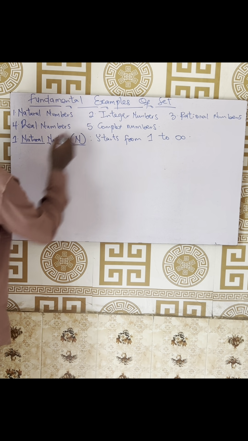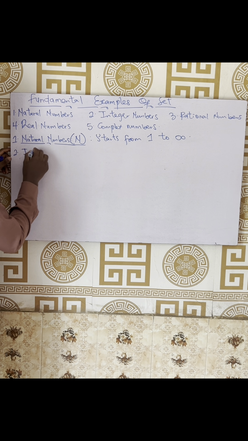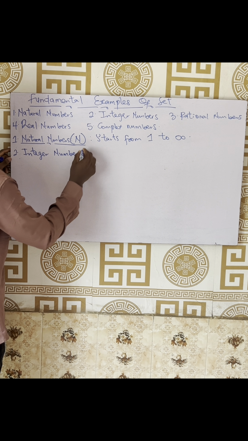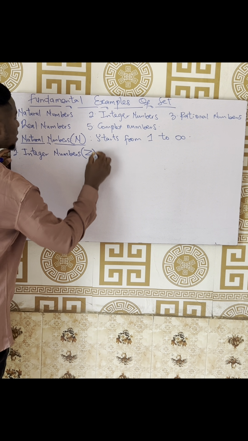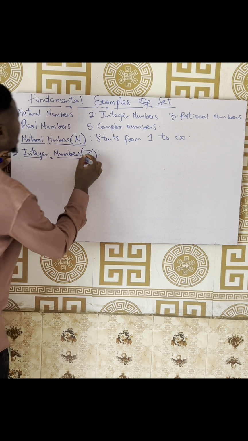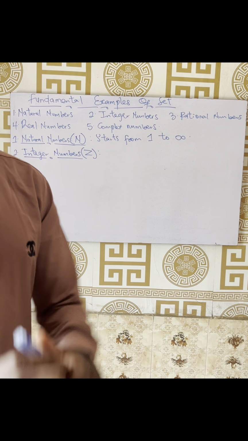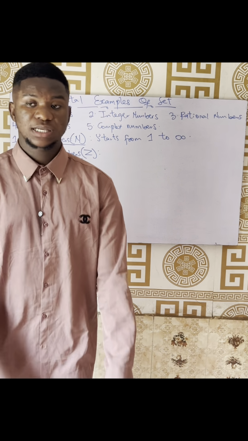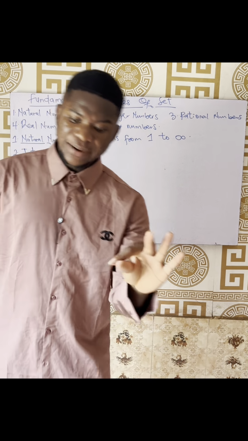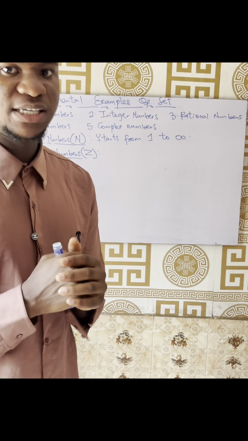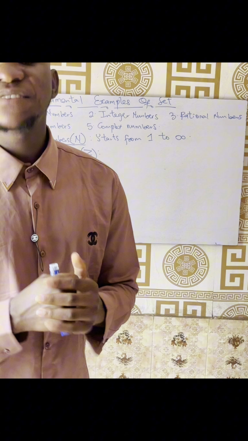Then let's talk about the next one, integer numbers. Guys, integer numbers are always denoted by capital Z. So whenever you see capital Z, it's talking about integer numbers. Before I talk about integer numbers, you have to understand that integer numbers can be subdivided into 3. Basically into 2, but let us say 3. The first one is the positive integers, we have the negative integers, and we have the neutral number, which is 0.